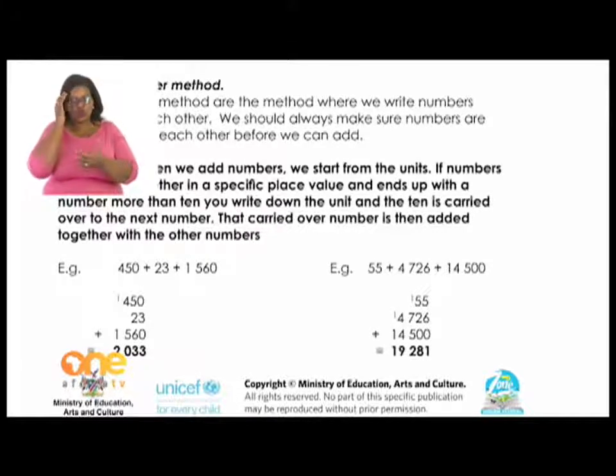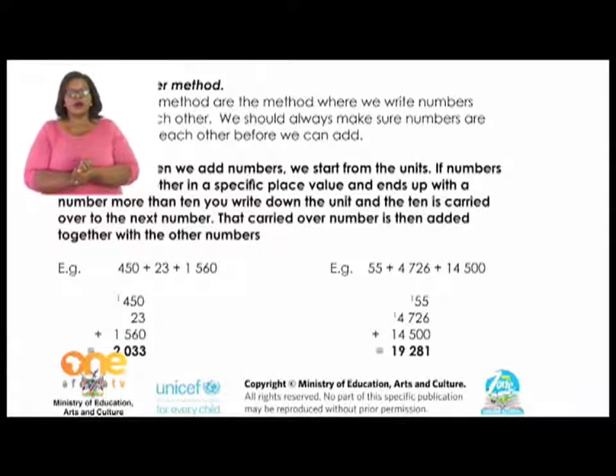Example: 450 plus 23 plus 1,560. Now we have to add these three numbers together. We write 450, we write the 23, and we write 1,560. So we wrote it neatly underneath each other: units under units, tens under tens, hundreds under hundreds, and thousands under thousands.